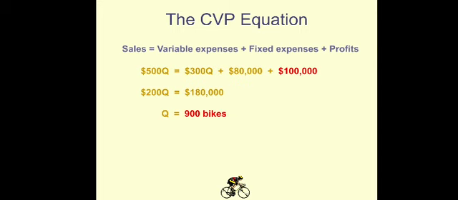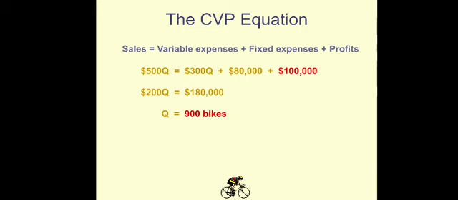Plus the fixed cost is 80,000 for this bicycle business. Plus you put here the target profit, which is 100,000. So you solve this equation, and you will see that Q is equal to 900 bicycles. It means that for this bicycle company, if the company wants to achieve the target of $100,000 profit, the business has to sell 900 unit bicycles.